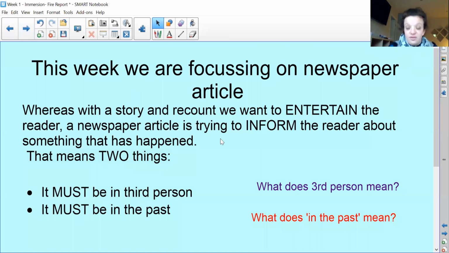So this week we are focusing on newspaper reports or newspaper articles. Whereas sometimes with a story we want to entertain the reader, a newspaper report is to inform the reader about what has happened. And that means two things. It must be in third person, so it's talking about other people, not as yourself. And it must be in the past, so it's already happened before. Okay, so we're using all of our ED words and our words that are in the past.